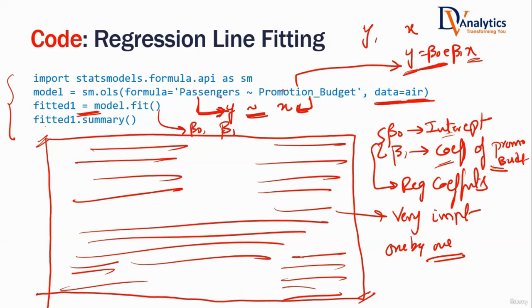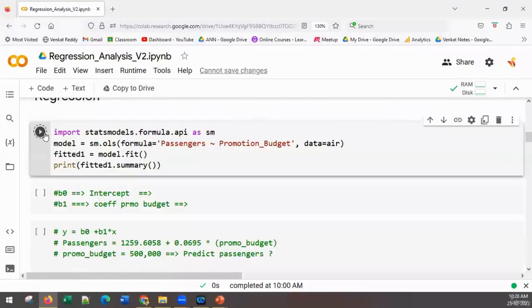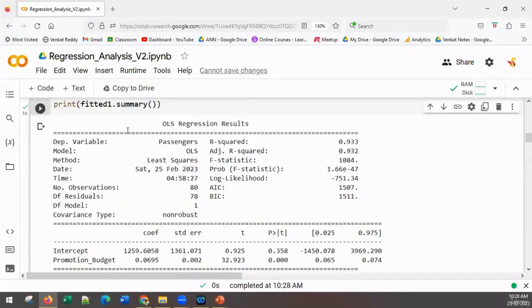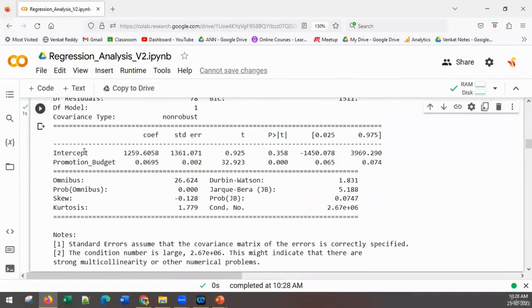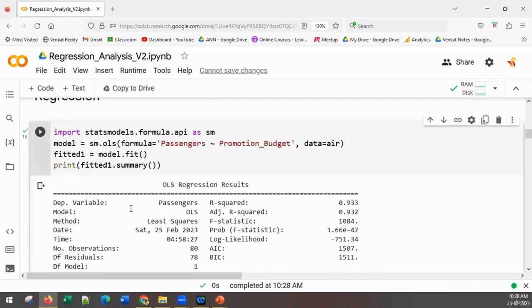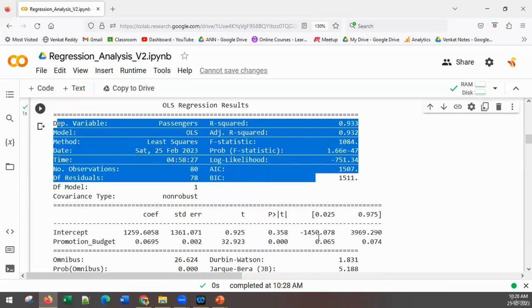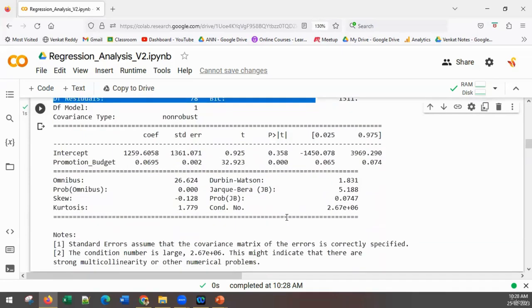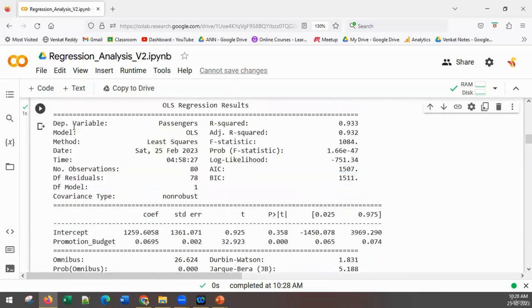So once you go through that output, in the second table, the regression coefficient table, intercept is 1259.6058. That is beta naught. Coefficient of promotional budget is 0.0695. That is the beta 1 value. Apart from this, there are several other measures as well. Are they important measures? Yes, they are. Are we going to discuss them? Yes, one by one. I'm going to explain everything. And there are some measures which are not in this, but still important. Those also I'm going to explain to you.